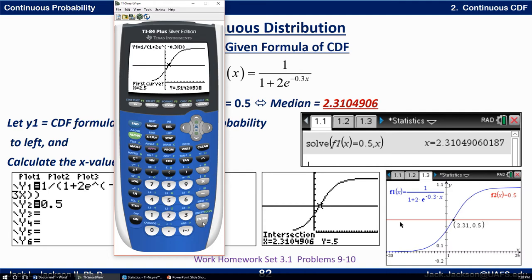Once it does, it's going to ask us for our two curves. Hit enter, enter, and we're pretty close to where it crosses now, so enter, and there's the x value we're looking for.